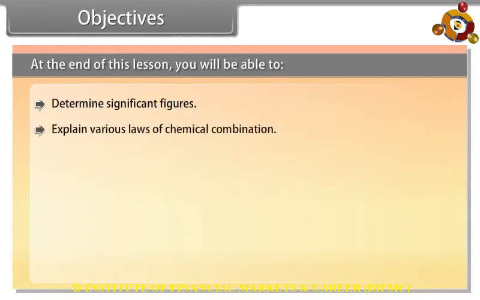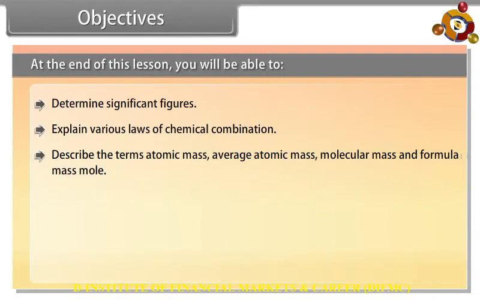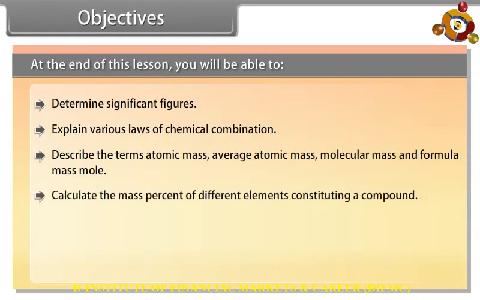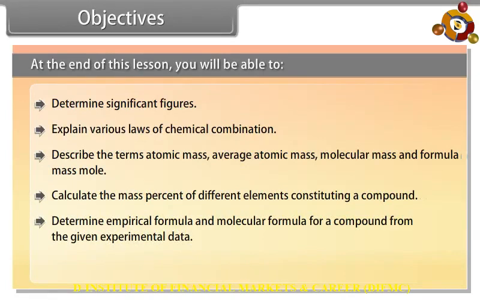Objectives. At the end of this lesson, you will be able to determine significant figures, explain various laws of chemical combination, describe the terms atomic mass, average atomic mass, molecular mass, formula mass, and mole. Calculate the mass percent of different elements constituting a compound. Determine empirical formula and molecular formula for a compound from the given experimental data. Perform the stoichiometric calculations.